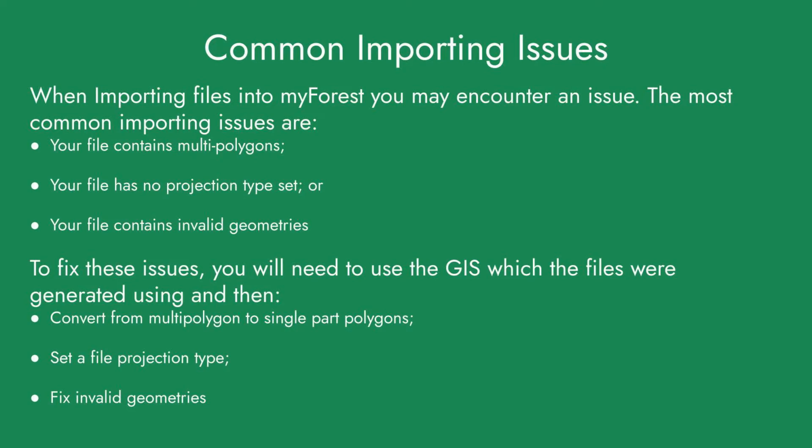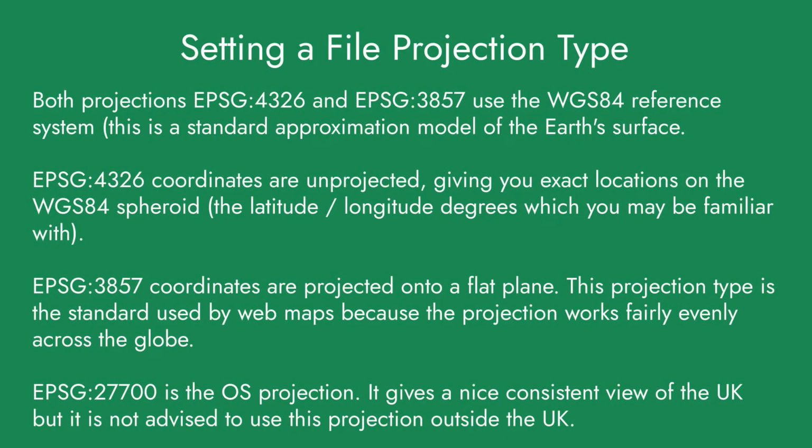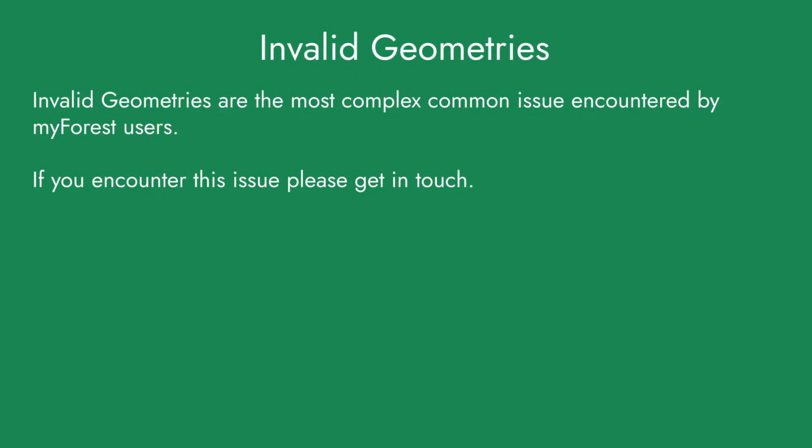To fix this, you will need to alter your desired import in various ways in the previous mapping software you have used. If you have been provided files from a third party, you may wish to contact them directly to help resolve the issue. Using the previous software, you may need to convert multi-polygons to single polygons, set a file projection type, or fix invalid geometries.